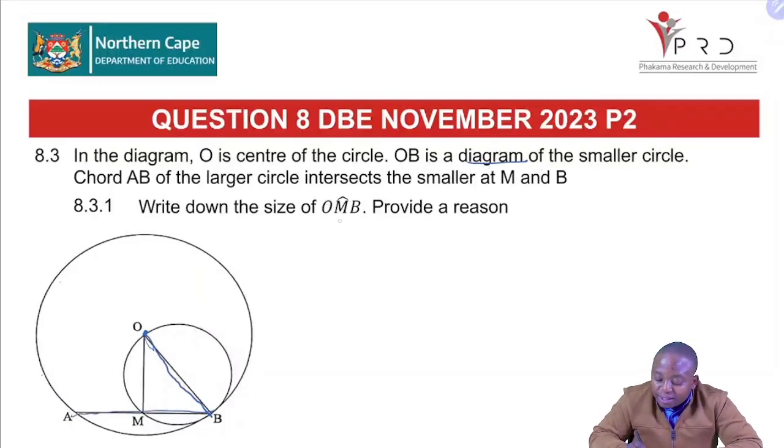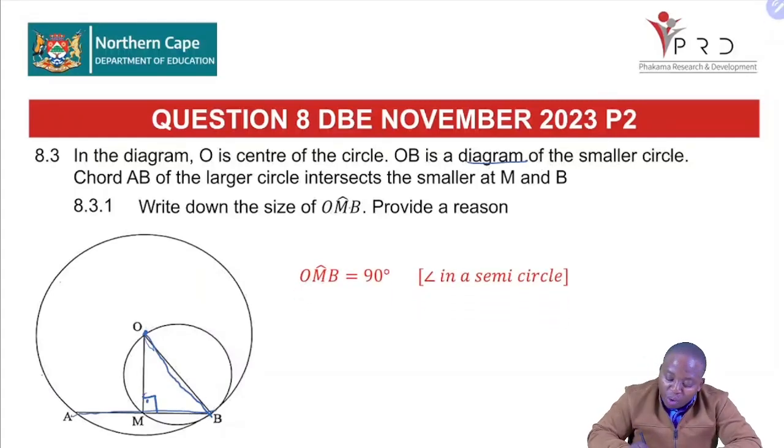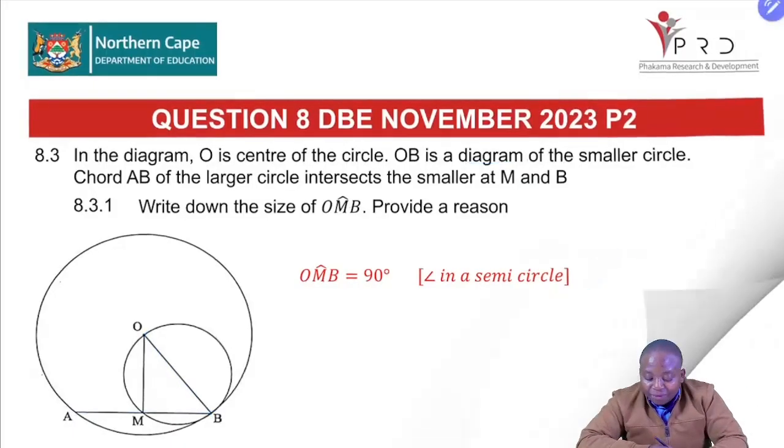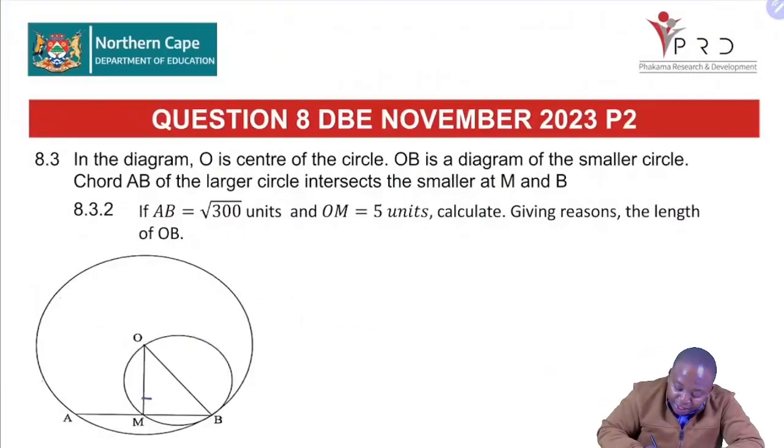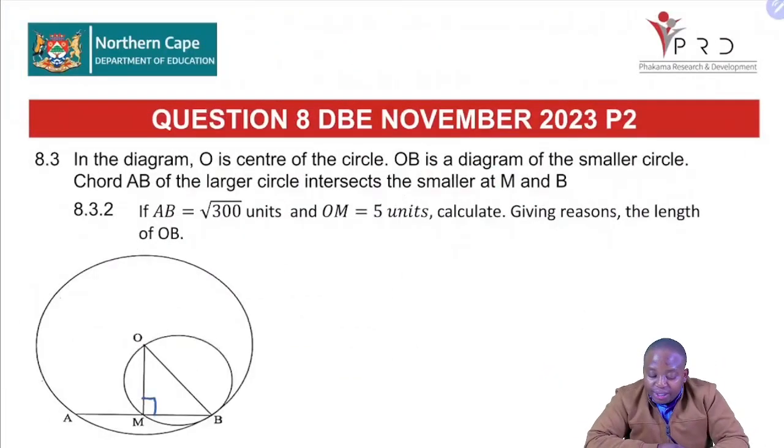Write down the size of OMB. They want to know how much that size is. That size is going to be 90. Why? Because that is an angle subtended by diameter OB. So we can say OMB equals 90 because it is an angle in a semicircle by the diameter OB. Right. Let us move on.